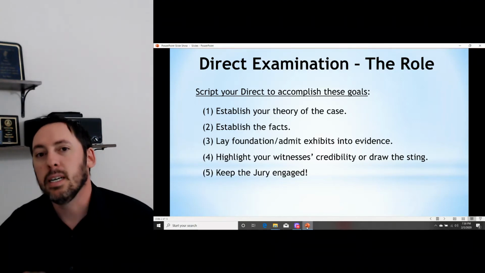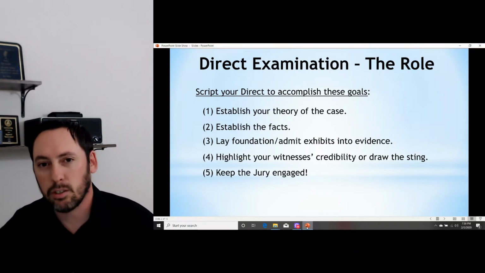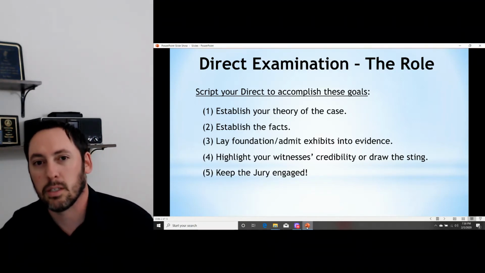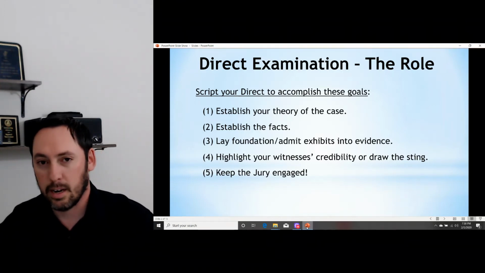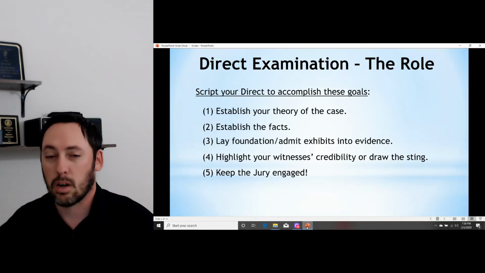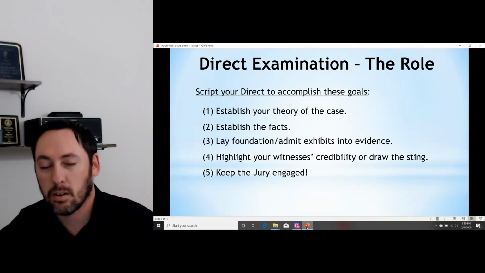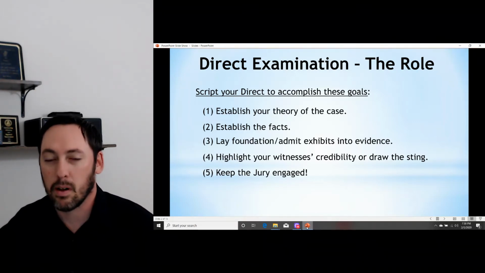And finally, keep the jury engaged during your direct examinations. This can be tough to do. If you've got an expert witness on the stand and it's right after lunch and he's talking about the results of a gas chromatograph test, you may have people falling asleep. So figure out a way to keep the jury engaged.